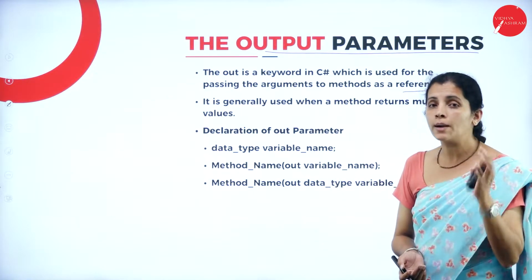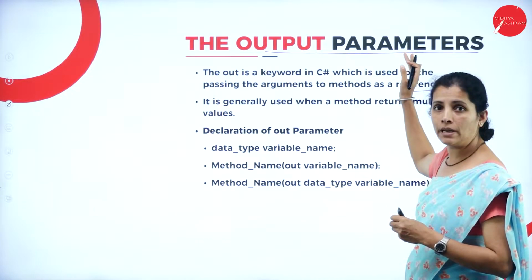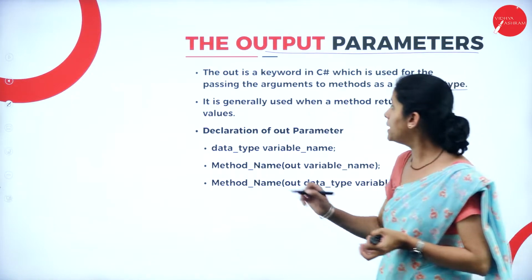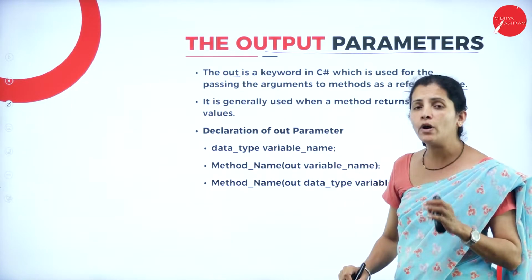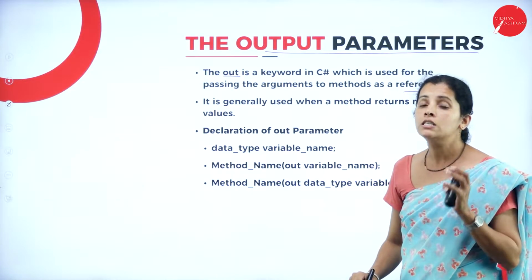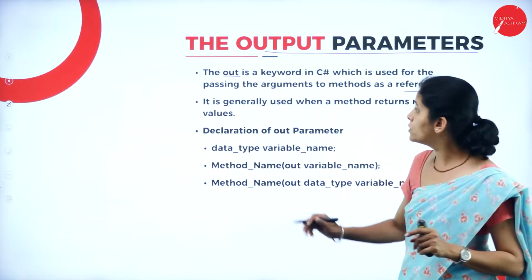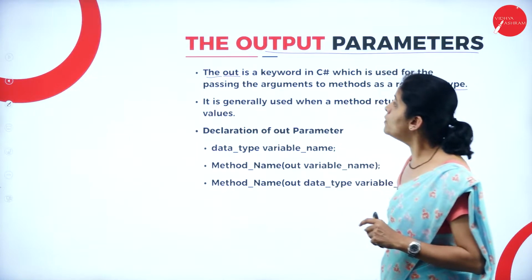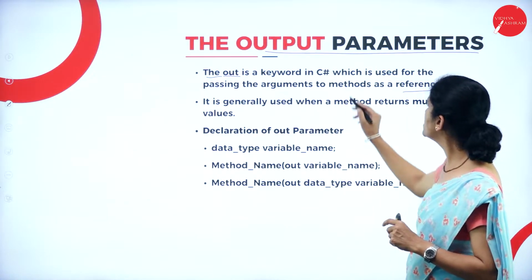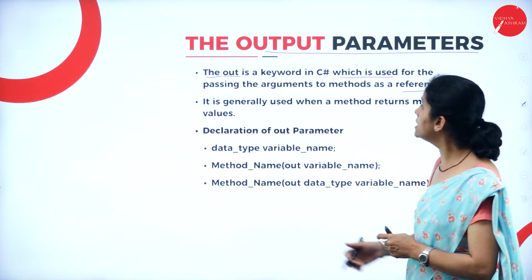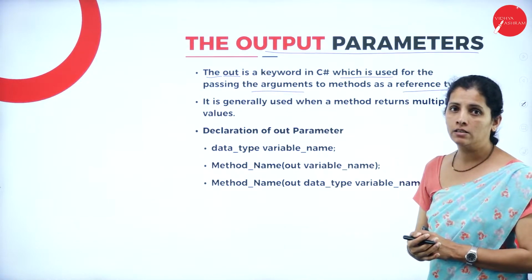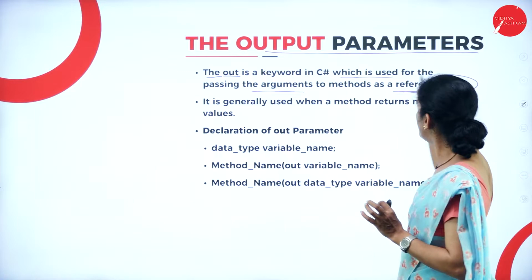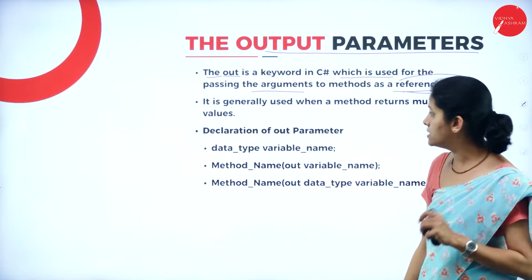So dear student, suppose if I want to use output parameters in my program, then which keyword do I use? That is nothing but out. That means before any variable, I want to specify the out keyword. So here the out keyword is nothing but output parameters. The out is a keyword in C#, which is used for passing the arguments to the method. And what kind of arguments? It's nothing but the reference type.